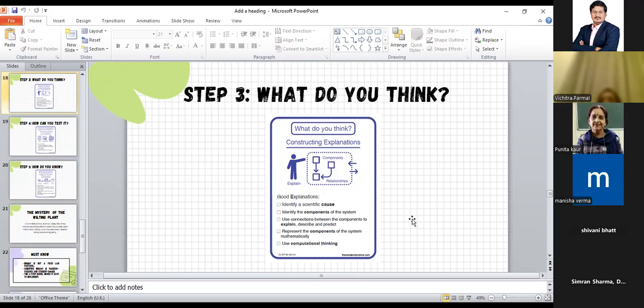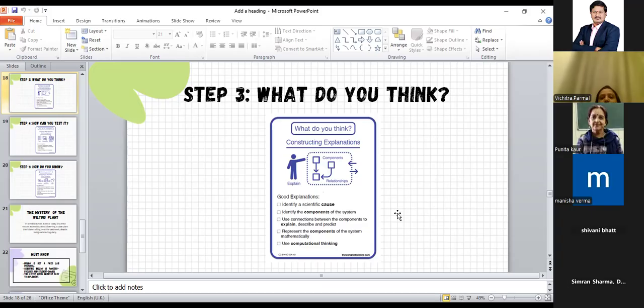Identify a scientific cause, right? You must be knowing the cause and effect model, so use that in this case. Identify a scientific cause. Identify what are the different components pertaining to that particular system or phenomena. Then use connections between all these connecting ideas, and then you explain, then you describe, then you reflect on what is happening, or you argue on your derivations from the data you have collected.